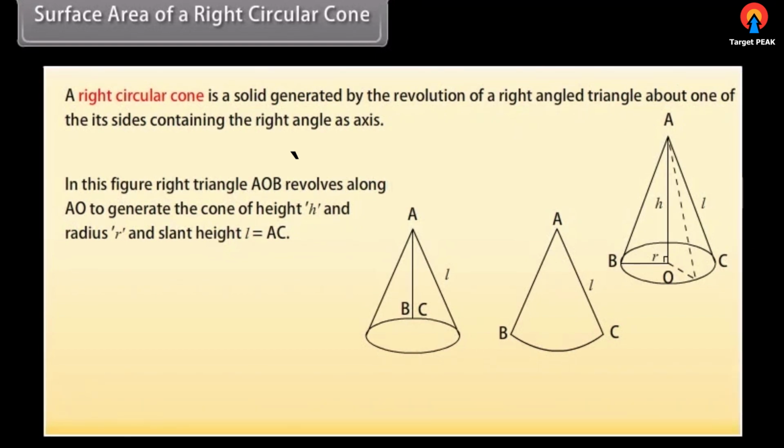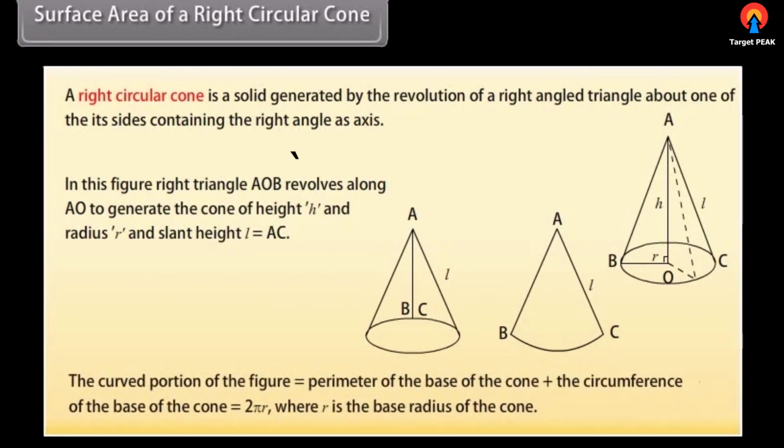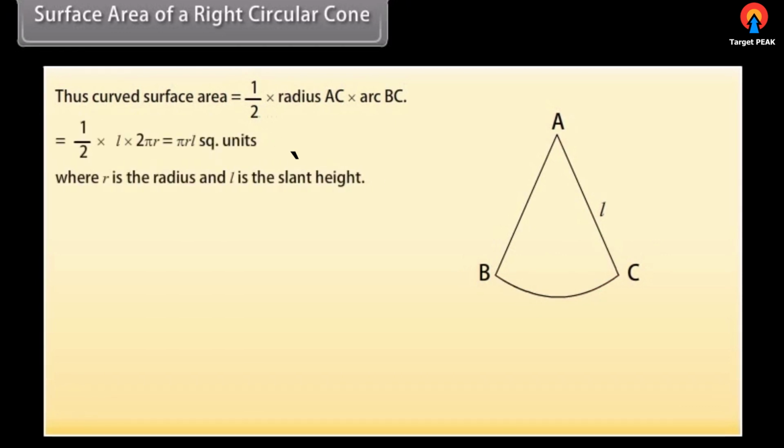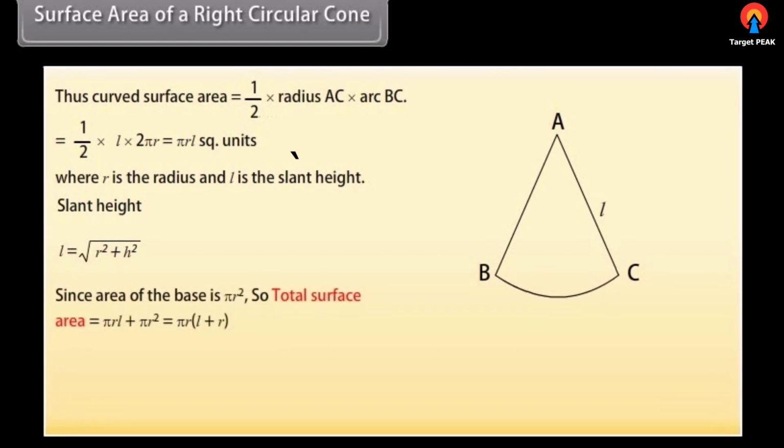To find the total surface of a cone, let us cut it along its slant height and spread it into a sector ABC. The curved portion of the figure is equal to the perimeter of the base of the cone, and the circumference of the base of the cone is equal to 2 pi r, where r is the base radius of the cone. Thus, curved surface area is equal to 1 upon 2 into radius AC into arc BC. This is equal to 1 upon 2 into L into 2 pi r, equals pi r L square units, where r is the radius and L is the slant height. And slant height L is equal to square root of r square plus h square. Since the area of the base is pi r square, the total surface area is equal to pi r L plus pi r square, which is equal to pi r into (L plus r).